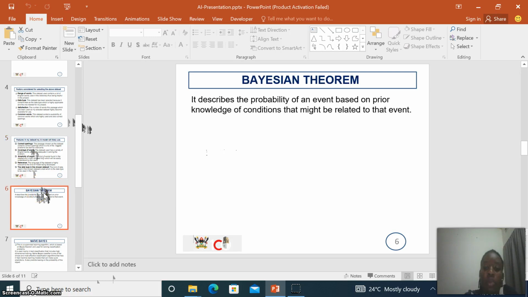Then we can talk about Bayesian theorem. This is the theorem that describes the probability of an event based on prior knowledge of conditions that may be related to that event. Bayesian theorem, it's based on probability, and probability refers to the chances of an event to happen.